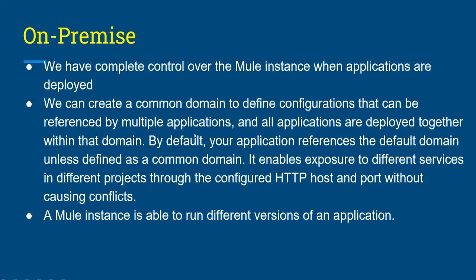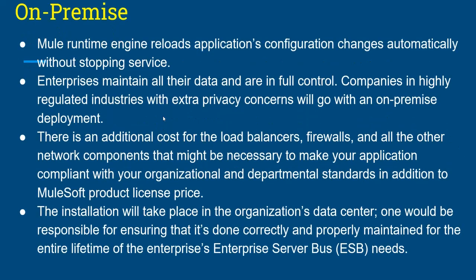Okay. See, for example, by default, your application refers to the default domain, but you can create one common domain we can share with different projects. Okay. See, a Mule instance is able to run different versions of an application. That is one advantage of the on-premise model. In one instance, we can run more applications, different versions of applications. And these are all a few more benefits or differences with the Cloudhub model.